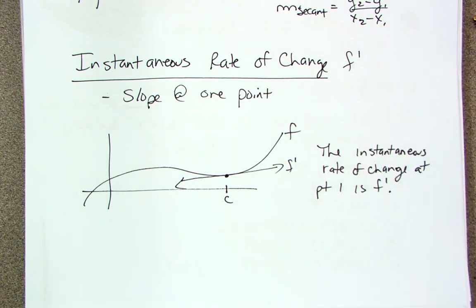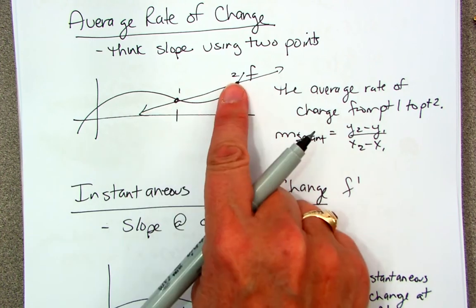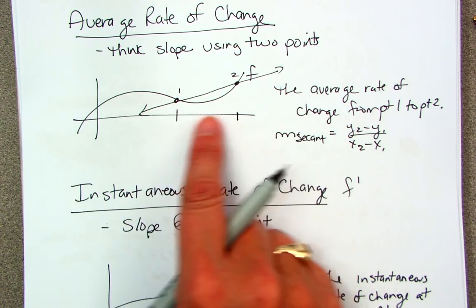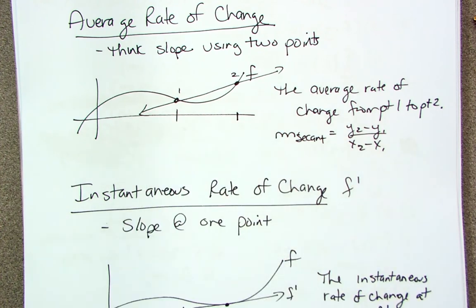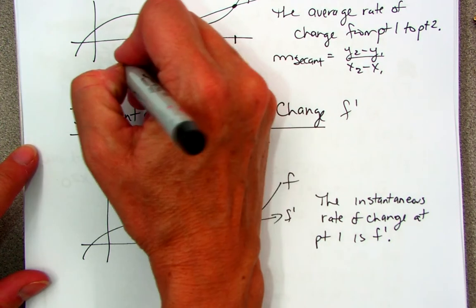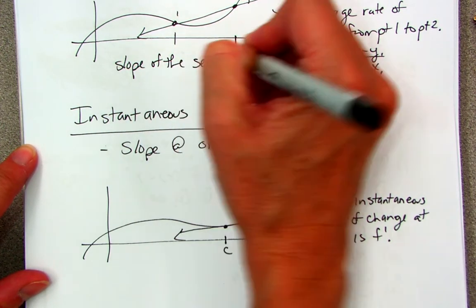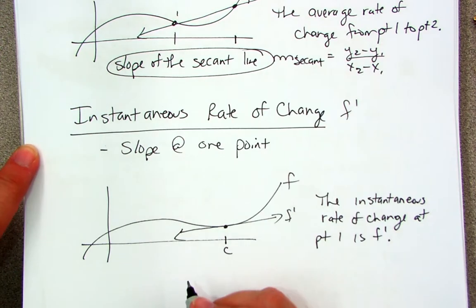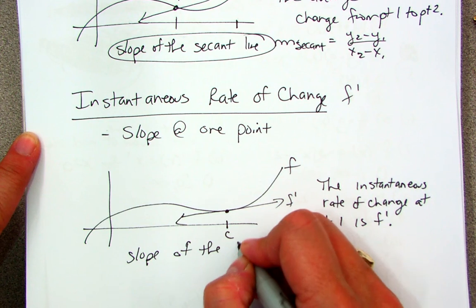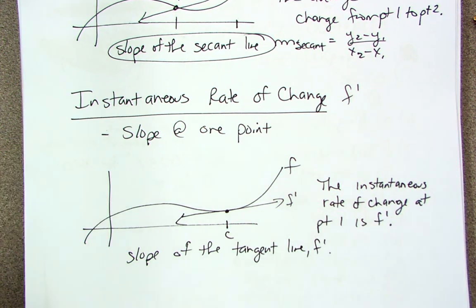first derivative. The average rate of change is 2 points, and I do the traditional y2 minus y1 over x2 minus x1 to find the slope of that secant line. This is the slope of the tangent line. So slope of the secant line, and this is the slope of the tangent line. In other words, my first derivative.